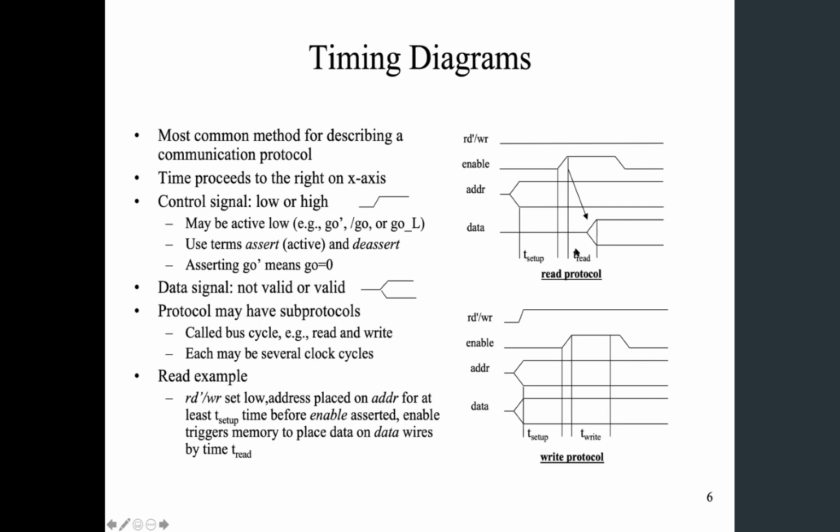Now these labels may be different, but the majority of timing diagrams follow such convention. So a single line indicates a control signal or single value, single wire, with these two lines in parallel indicating that this is the bus, which consists of multiple signals. Protocols may have sub-protocols, bus cycles for read and write. As you can see, this is a read protocol, this is a write protocol, and they behave differently.